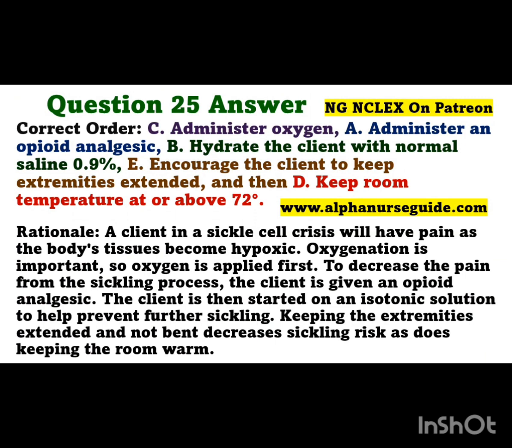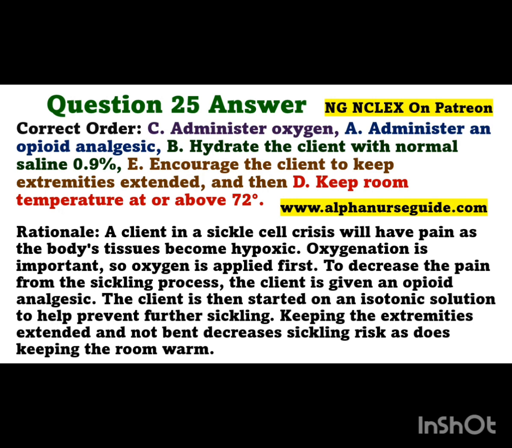The correct order is C. Administer oxygen. A. Administer an opioid analgesic. B. Hydrate the client with normal saline 0.9%. E. Encourage the client to keep extremities extended. And then D. Keep room temperature at or above 72 degrees.